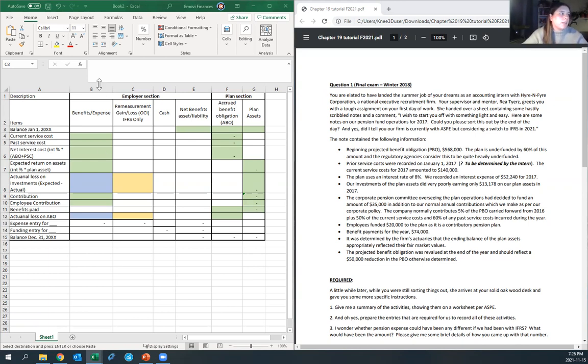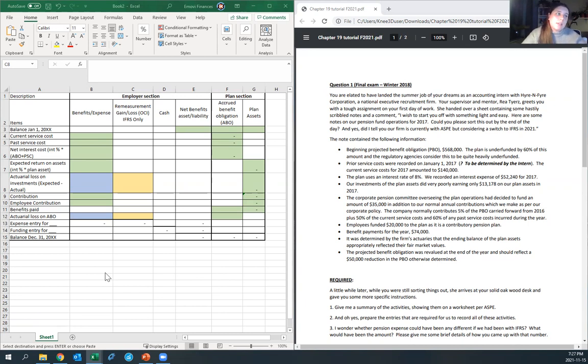So ASPE, so everything's going to be expense. The note contained the following information. Beginning projected benefit obligation, BPO, is $568,000. The plan is underfunded by 60% of this amount, and the regulatory agencies consider this to be quite heavily underfunded. Prior service costs were recorded on January 1st, 2017, to be determined by the intern.